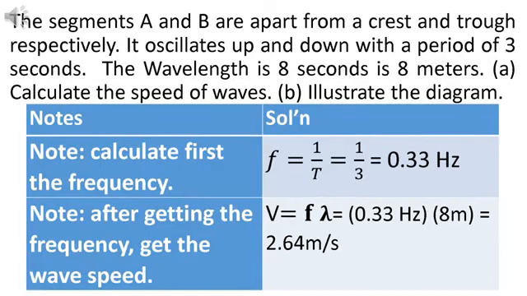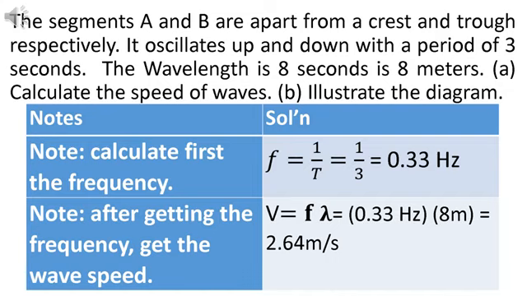Next is the exercises. So this is the problem. The segments A and B are 8 meters apart from a crest to a trough, respectively. It oscillates up and down with a period of 3 seconds. First, calculate the wave speed. Next, illustrate the diagram.